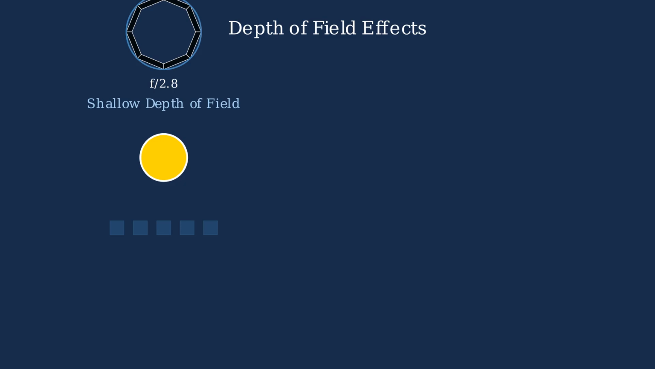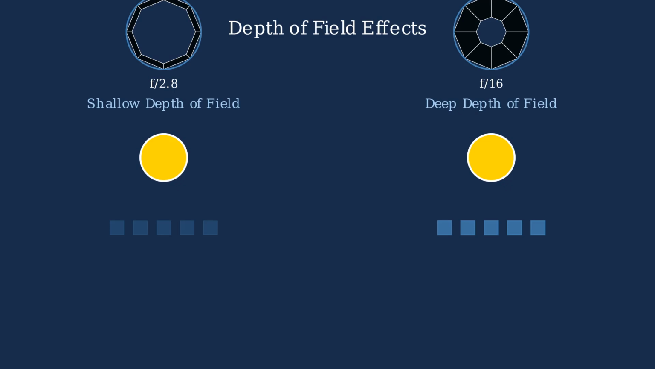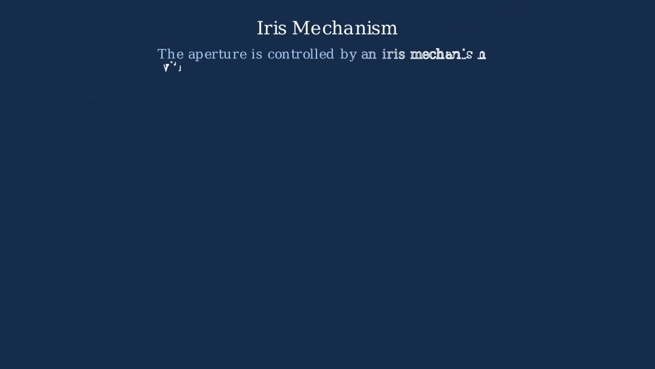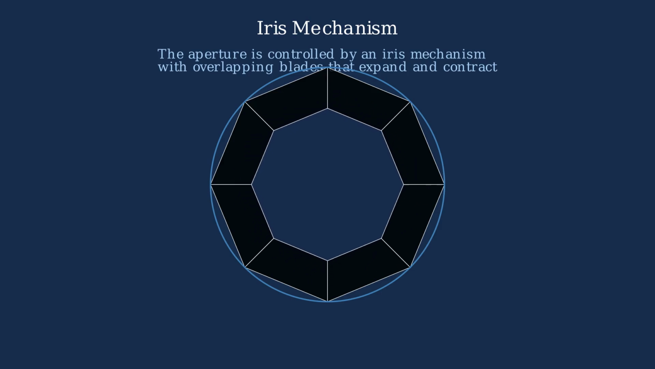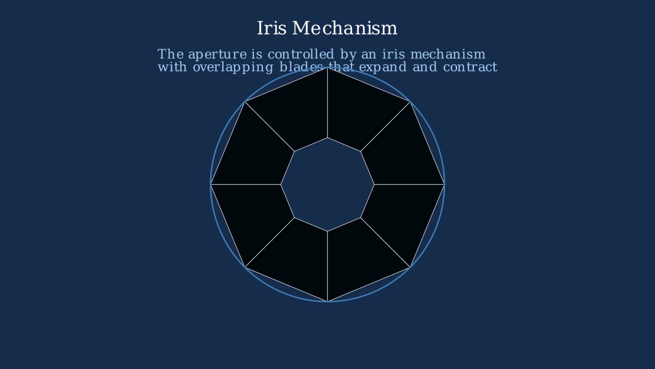Aperture size dramatically affects depth of field, which is the range of distance that appears in focus. A wide aperture with a low f number like f2.8 creates a shallow depth of field. The subject is in focus, but the background is blurry. A narrow aperture with a high f number like f16 creates a deep depth of field, keeping more of the scene in focus. The iris mechanism consists of overlapping blades that expand and contract to change the aperture size. As the blades move, they form a nearly circular opening that can be adjusted to precise diameters.